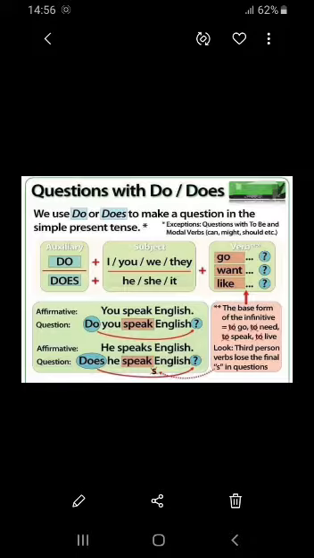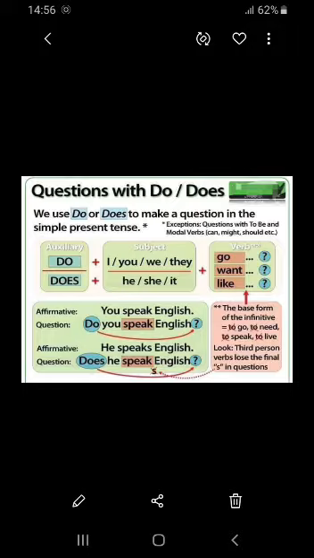Today, we are going to continue with the simple present and we are going to see two forms of the simple present, the interrogative form and the negative one. Let's start with the questions or the interrogative form. So we use do or does to make a question in the simple present tense.